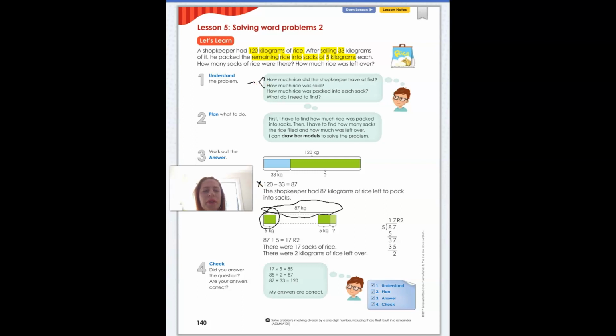So we've got here 87 divided by 5, and they've done right here the long division for that, and you can see you got 17 remainder 2. So they've made 17 sacks of rice, but the remainder 2 becomes the 2 kilograms of rice left over.